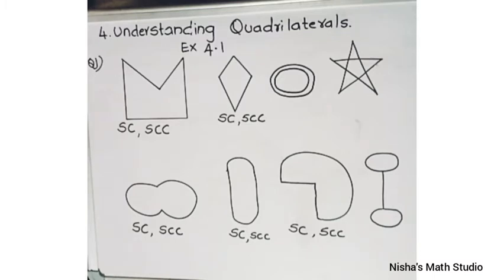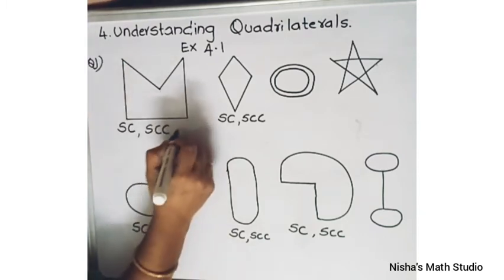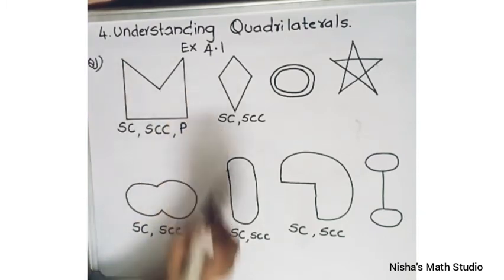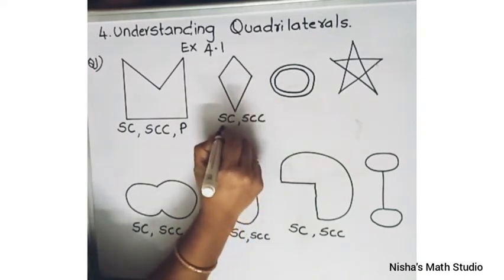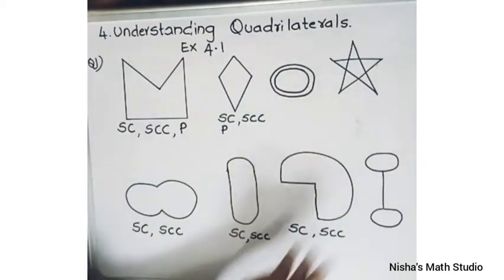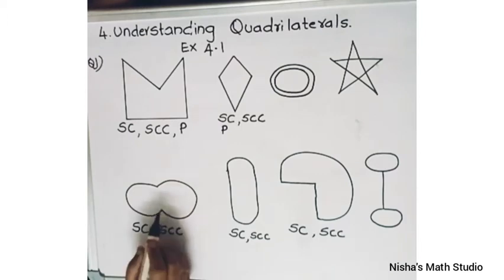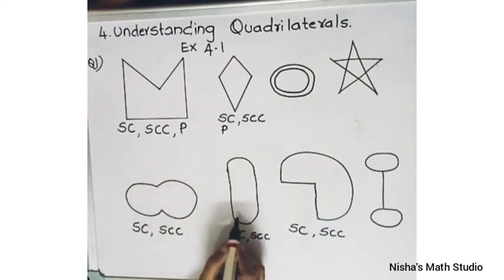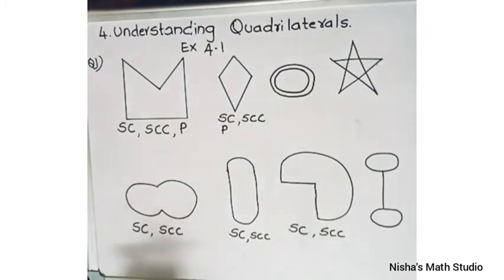Third one was whether it is a polygon. The definition of polygon is it has to have straight lines at the end. It should be a closed figure. This is a polygon. Let me write it as P here. This is also a polygon. These of course are not polygons. This is not a polygon because there are no straight line segments here. This is also not a polygon.